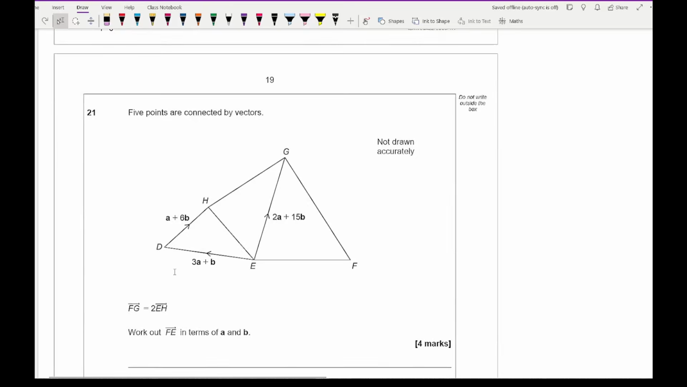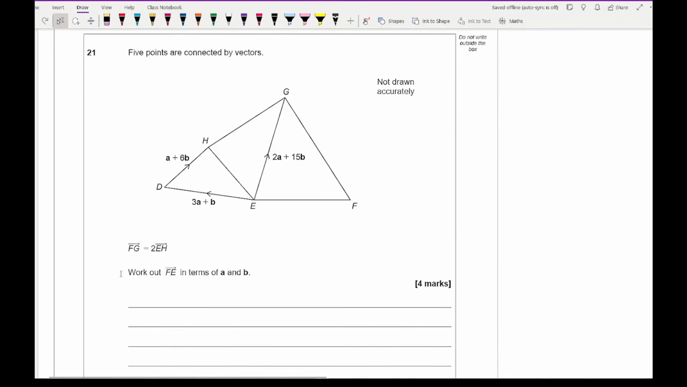Then moving on to question 21, it says 5 points are connected by vectors, and FG is equal to 2EH. Write down FE in terms of A and B. So we want to go from F to E, and we know that F to G is twice the size of E to H. So let's first of all work out E to H.